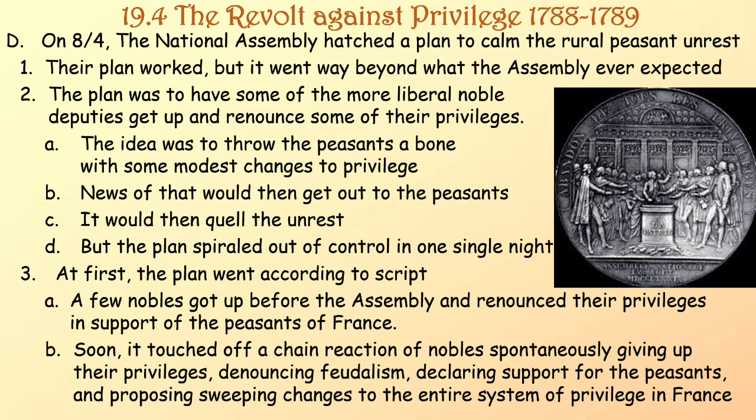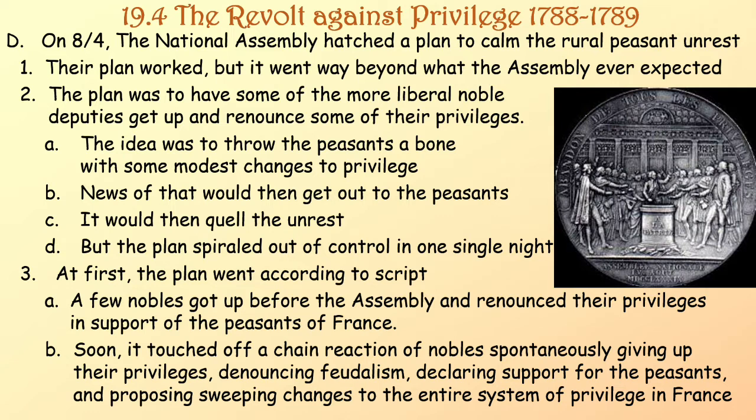On August the 4th, the National Assembly hatched a plan to calm the rural peasant unrest. Their plan worked, but it went way beyond what the Assembly ever expected. The plan was to have some of the more liberal noble deputies get up and renounce some of their privileges. And the idea was to throw the peasants a bone with some modest changes to privilege. And then news of that would get out to the peasants and it would quell the unrest. But the plan spiraled out of control in one single night.